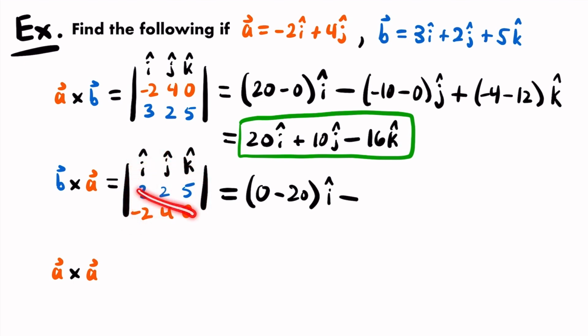So we'll have 3 times 0 minus 5 times negative 2. 3 times 0 is 0. And then we're subtracting 5 times negative 2, which is negative 10. And that's multiplied by j. And then we're adding that to our last term where we have vector k.